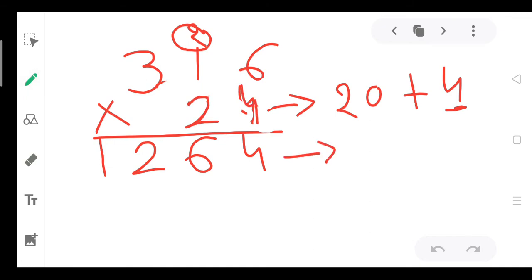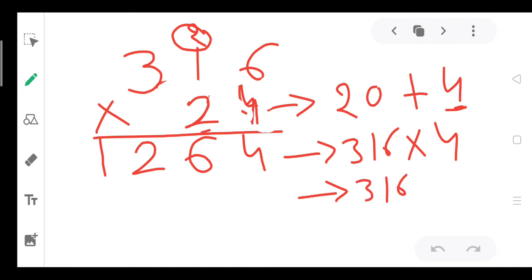Now next step, here 316 multiplied by 4, this multiplication is over. Now 316 again multiplied by 2, by 20. This is not 2, it is at the tens place, so it is 20. At the place of this 0, we will put here the sign of cross, or we can put the sign of this 0. And now we will start the multiplication by 2.